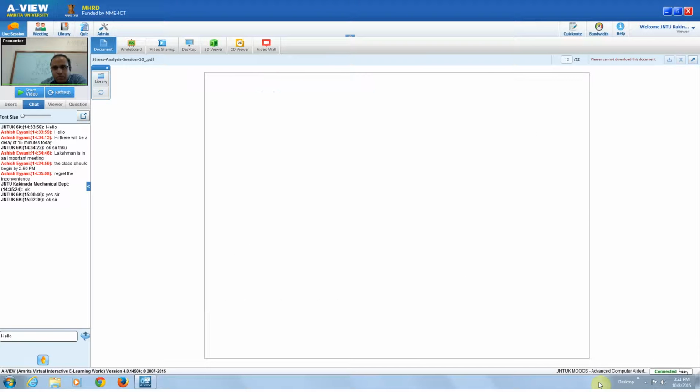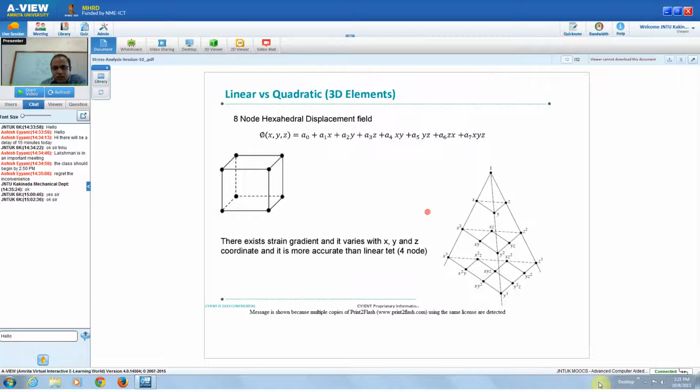So this Pascal pyramid is similar to the Pascal triangle, because there is a 3-dimensional feature, z, coming in, so that's why we need to take care of this one. So in the 8-noded hexahedral displacement field, straight away we can take 6 here, and then the top 4 we can take, and we can take xy, yz, xz, xy, xz, yz, and xyz.